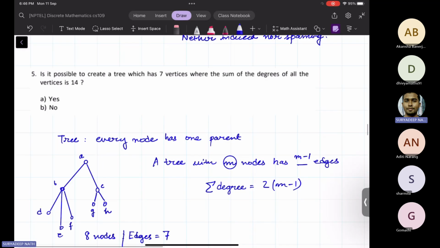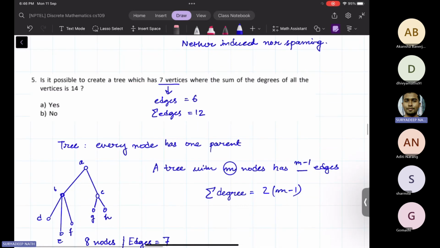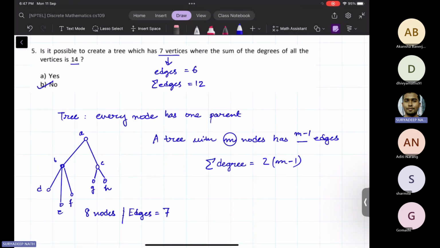So now a tree which has 7 vertices will have edges equal to 6 because m minus 1. Therefore sum of degrees equals 12. But they are saying, is it possible that it is 14? So it is not possible, then it won't remain a tree. So the answer is option B, no. So it is not possible. I hope this is clear. It is pretty straightforward.